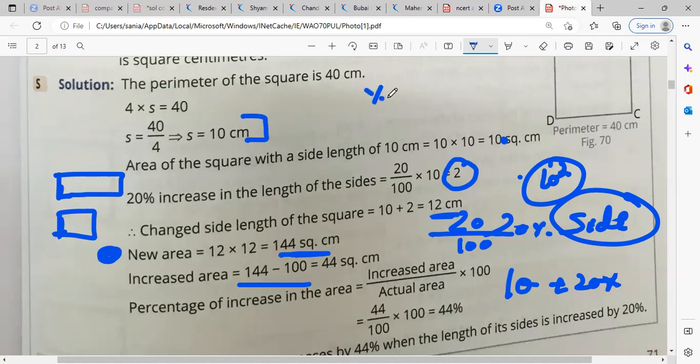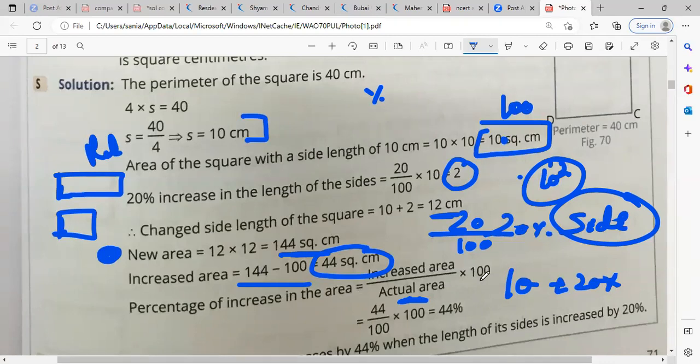Now, you have to find the percentage change in the new area. So, whatever your increased area is, divided by the actual area, multiplied by 100. So, what is the increased area? 44. Right? And what was the real area? It was 100 square centimeter. This is the real one, right? And multiply by 100. Why 100? Because you have to find the percentage. So, 44 divided by 100, multiplied by 100, you got 44%. 100 will be cancelled out by 100. You will get 44%. Clear?